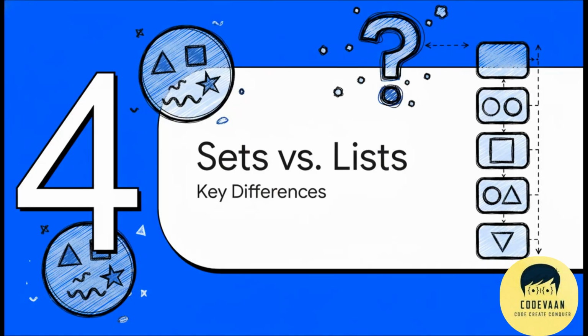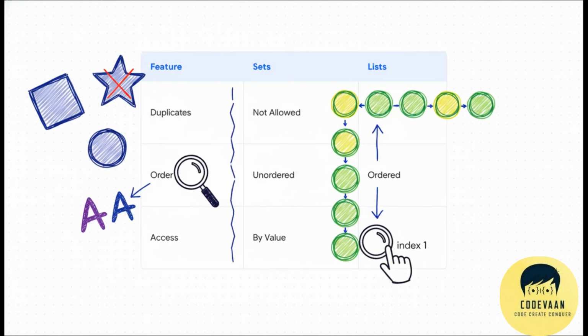Okay, so a really common question at this point is, so when should I use a set and when should I just stick with a list? Let's break down the key differences to make that choice super clear. It really boils down to these 3 things. Lists, they're totally cool with duplicates. Sets, absolutely not. Lists keep everything in the exact order you put it in. Sets, they're completely unordered. There's no first or last. And because of that, you get the biggest difference. You access list items by their position, their index, but with sets, you work with the values themselves.